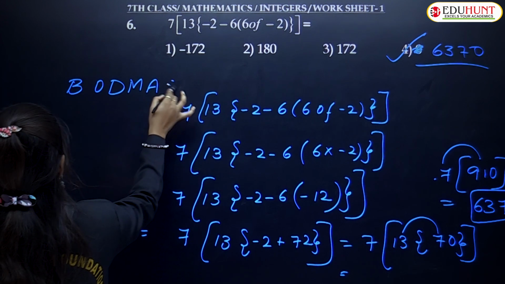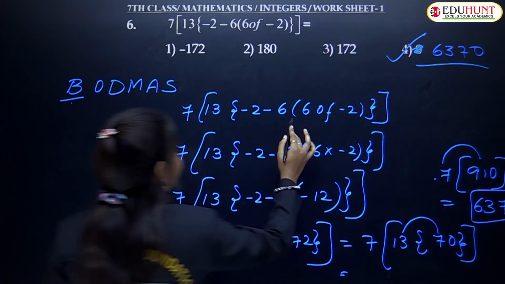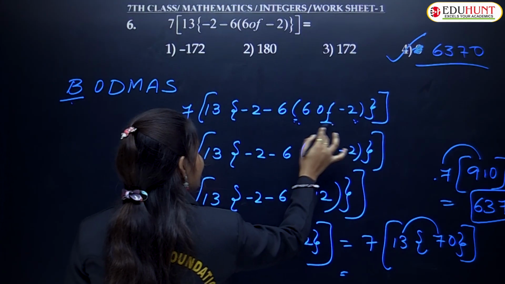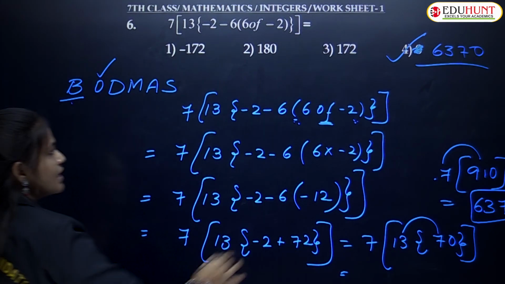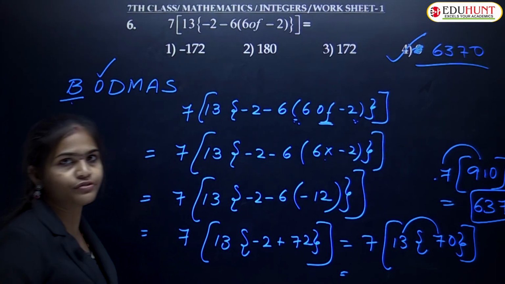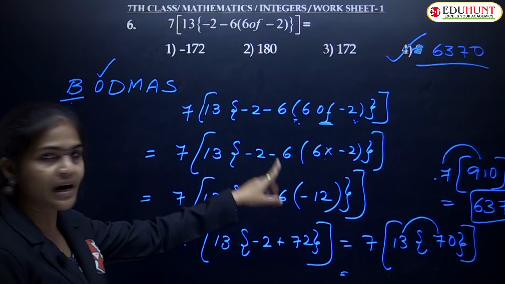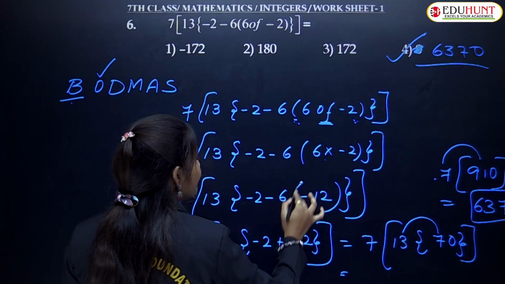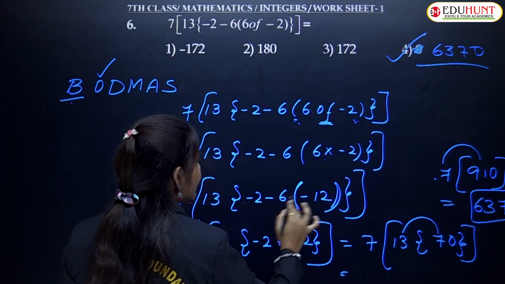BODMAS, right? So B means brackets. First we need to simplify that brackets. In that brackets again we are having "of". So first we need to simplify that "of", that's why 6 into minus 2. After that, here again we are having brackets, 6 into minus 12.